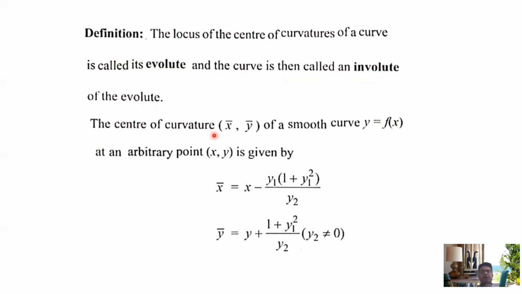The center of curvature, that is x bar, y bar, of a smooth curve y equals f(x) at an arbitrary point (x, y), is defined by x bar equals x minus y1 into (1 plus y1 square) by y2, and y bar equals y plus (1 plus y1 square) by y2, where y2 is not equal to 0. So this is the formula by which we can find the center of curvature.